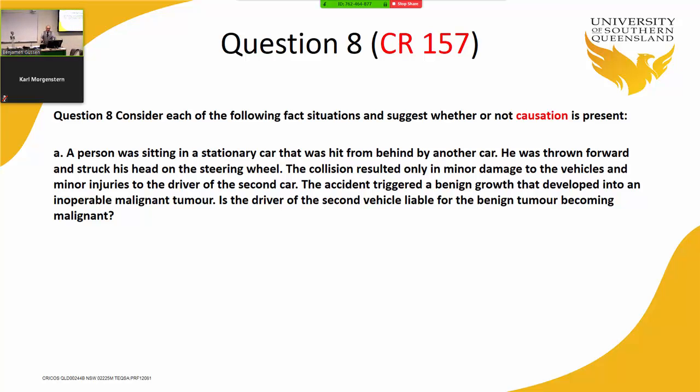A person was sitting in a stationary car that was hit from behind by another car. He was thrown forward and struck his head on the steering wheel. The collision resulted only in minor damage to the vehicles and minor injuries to the driver of the second car. The accident triggered a benign growth that developed into an inoperable malignant tumor. Is the driver of the second vehicle liable for the benign tumor becoming malignant?